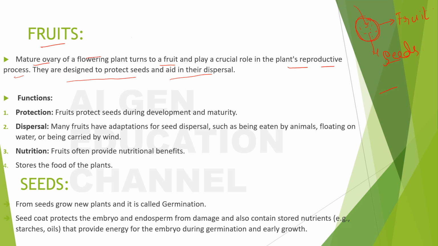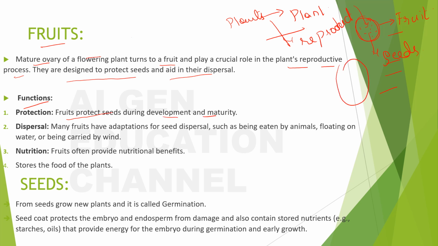Reproductive process means a plant giving rise to another plant. Simple, right? Okay, this process is called the reproductive process. In this process the fruits and seeds have a major role to play. Okay, so what are the functions of the fruits? Protection. Fruits protect the seeds during development and maturity, right?